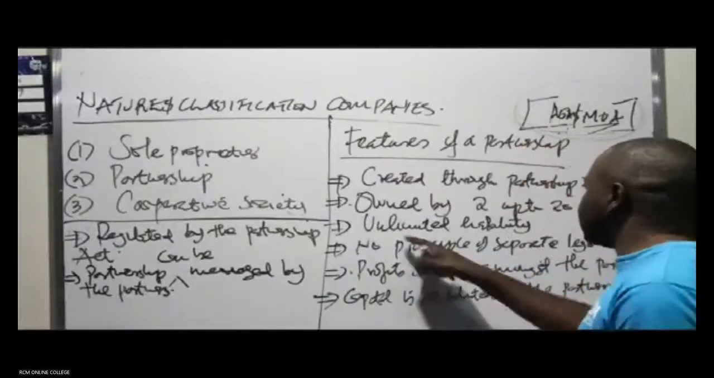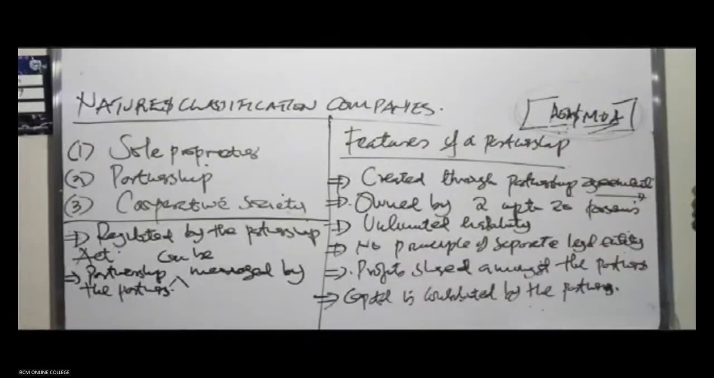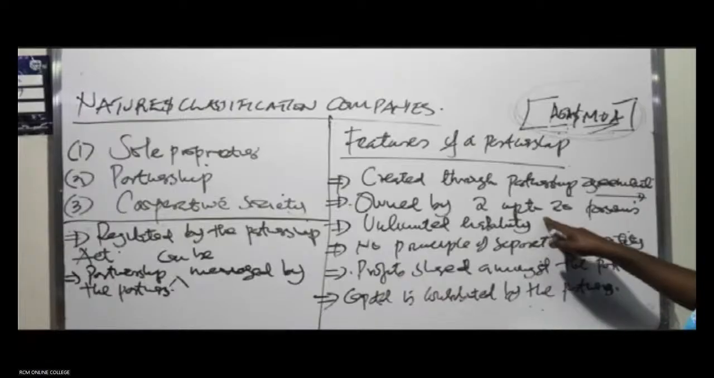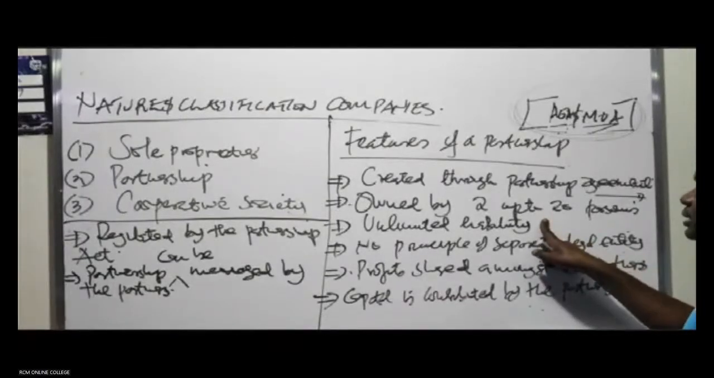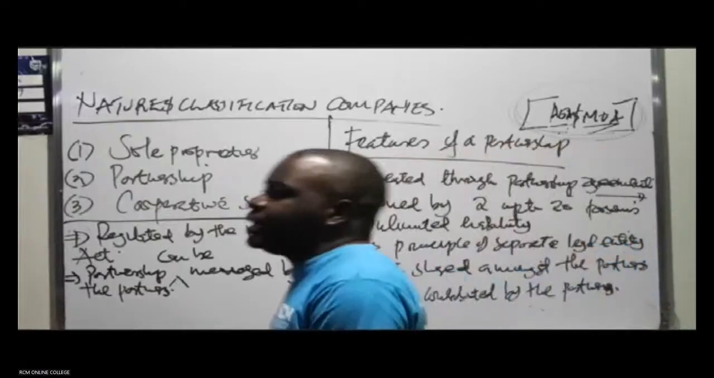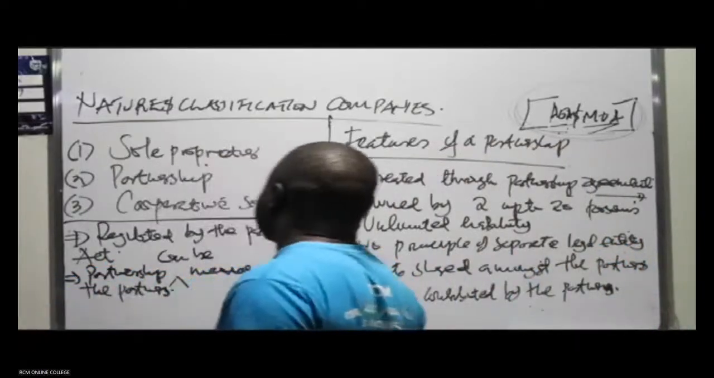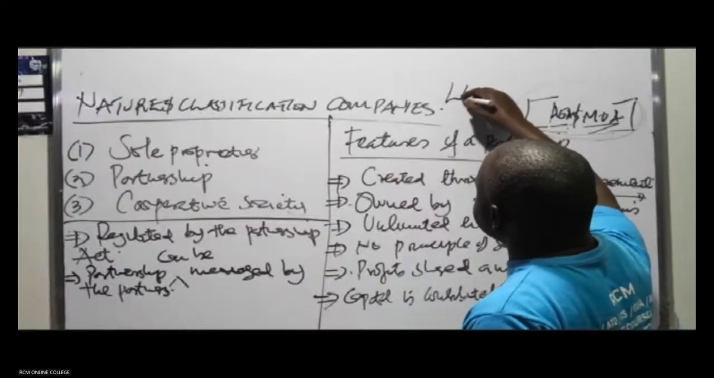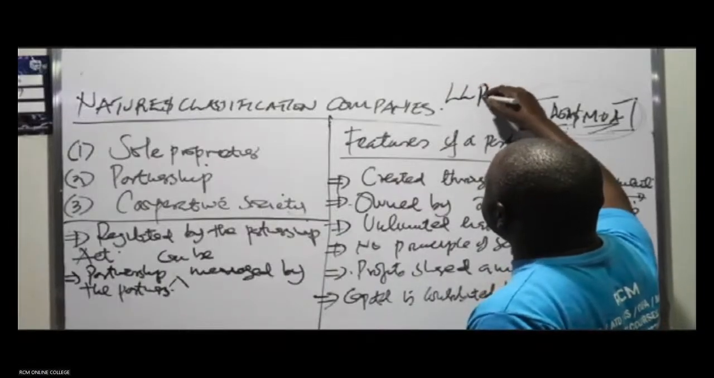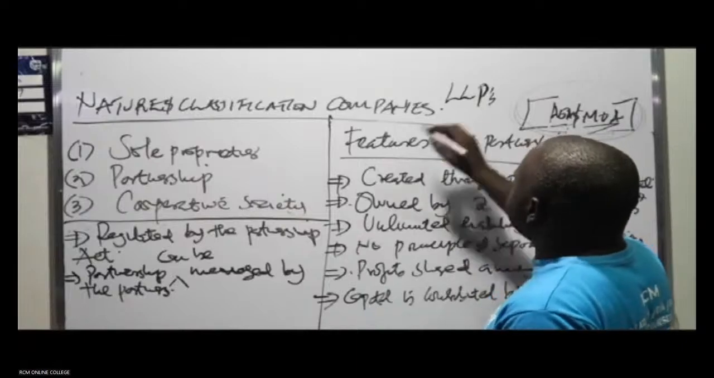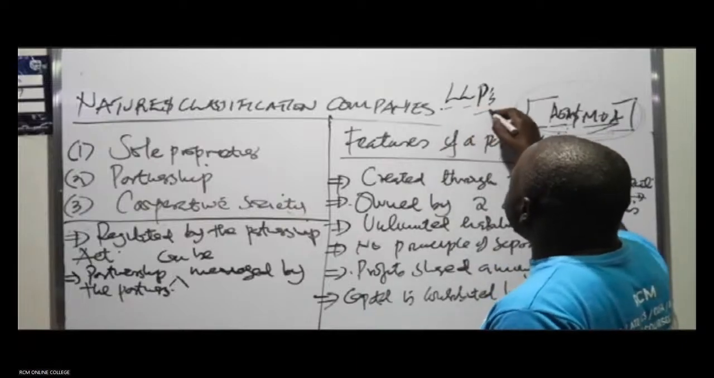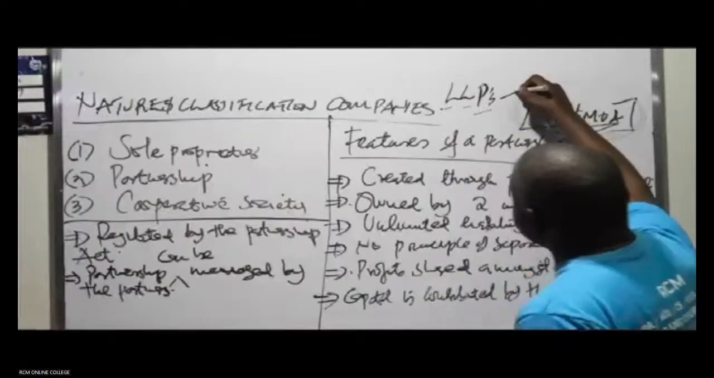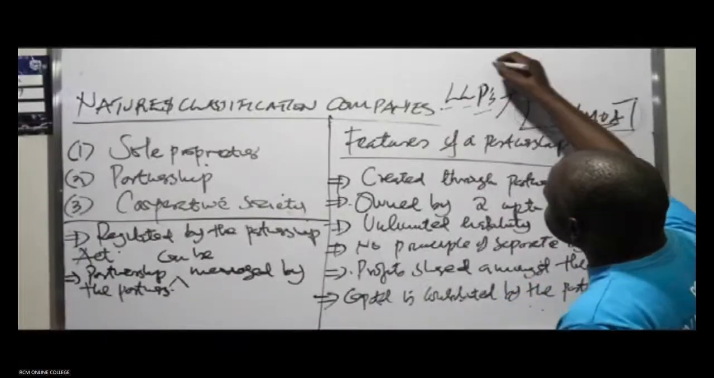If you look at the third one, unlimited liability, which is connected to this one. In a partnership, there's not really a limitation in terms of liability. But nowadays we have partnerships that also have features of a company. We call them LLPs, limited liability partnerships. Nowadays, most professional firms, especially audit firms, register in this form.